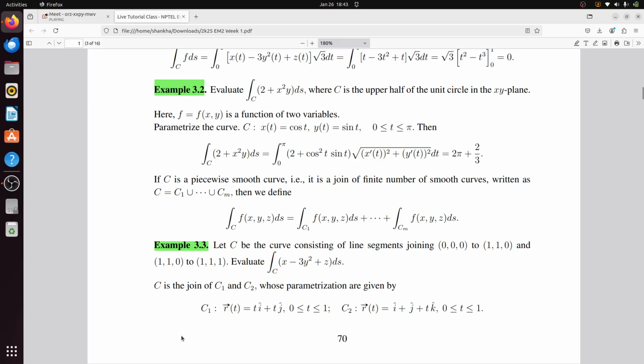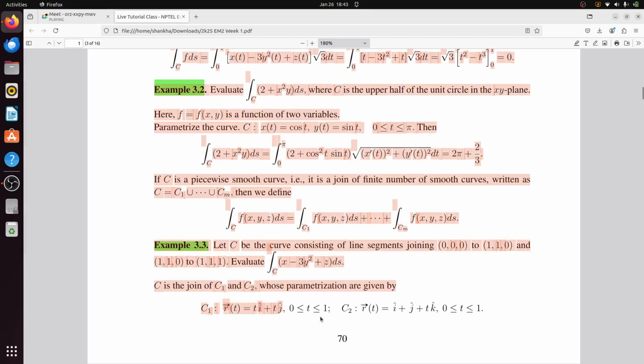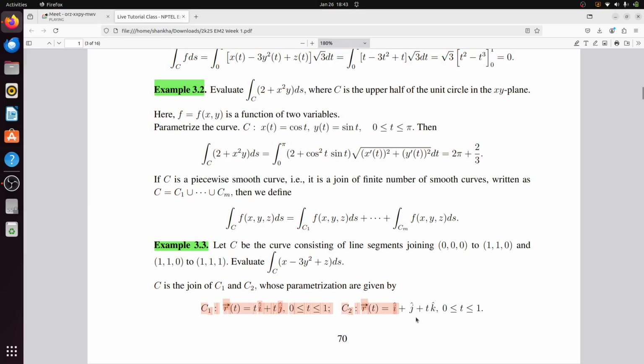So you need to find the parameterization of (0, 0, 0) to (1, 1, 0) and then (1, 1, 0) to (1, 1, 1). I am giving the parameterization, I have written it below. I request all of you to please solve this problem on your own. Okay, take it as your task, just solve it with me. Okay, I have the solution, just solve it.